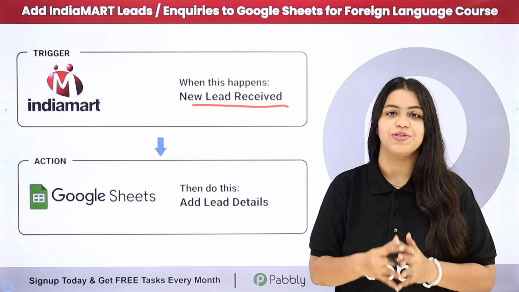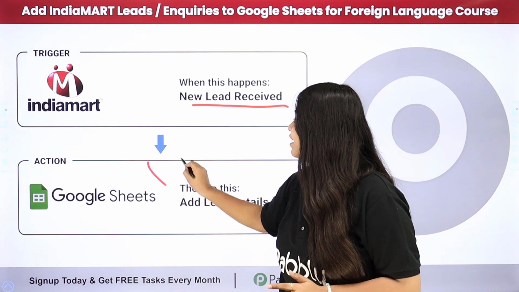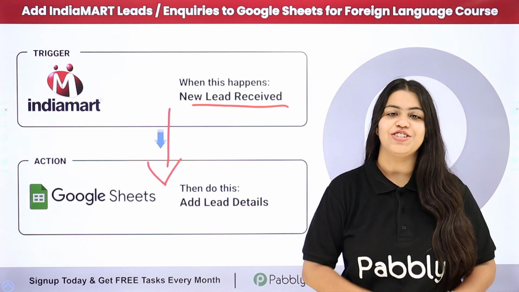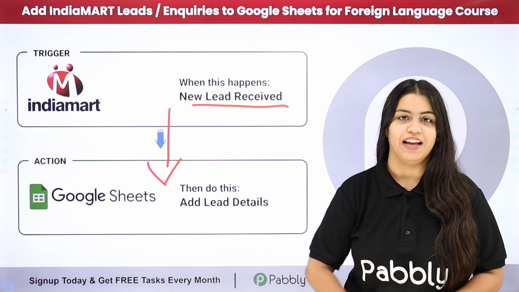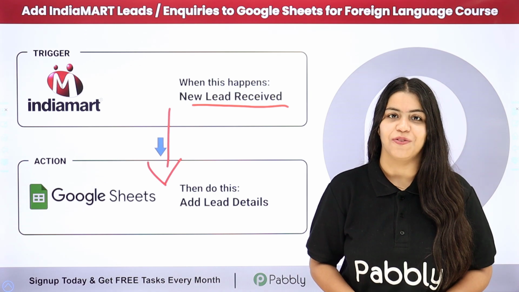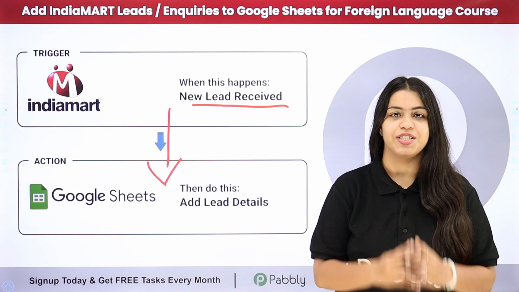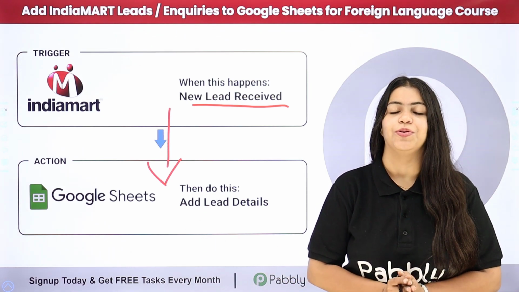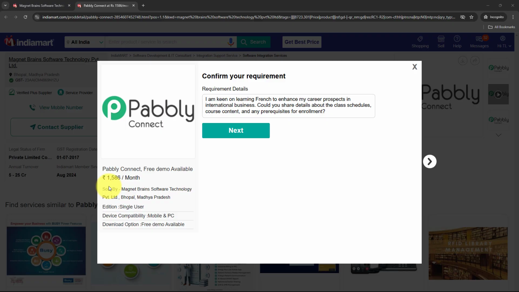So to do this, we are going to create a connection between IndiaMART and Google Sheets. To create this connection without knowing any programming or coding language, we are going to use Pabbly Connect. It is an amazing automation software. So do you also wish to learn this process step by step? Then let me take you to my computer screen. Welcome to my screen everyone.